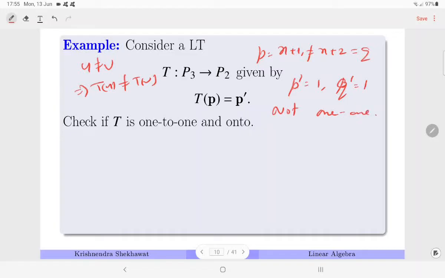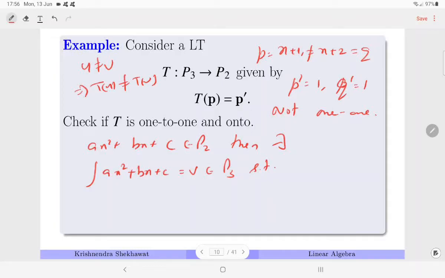not 1-1. Now for onto, again you take any vector in P2. So let ax square plus bx plus c be in P2. Then we claim that there exists the integration of ax square plus bx plus c, which is v, in P3, such that T of v is ax square plus bx plus c, because T of v means you differentiate this vector which gives you ax square plus bx plus c, and this is why it is onto.